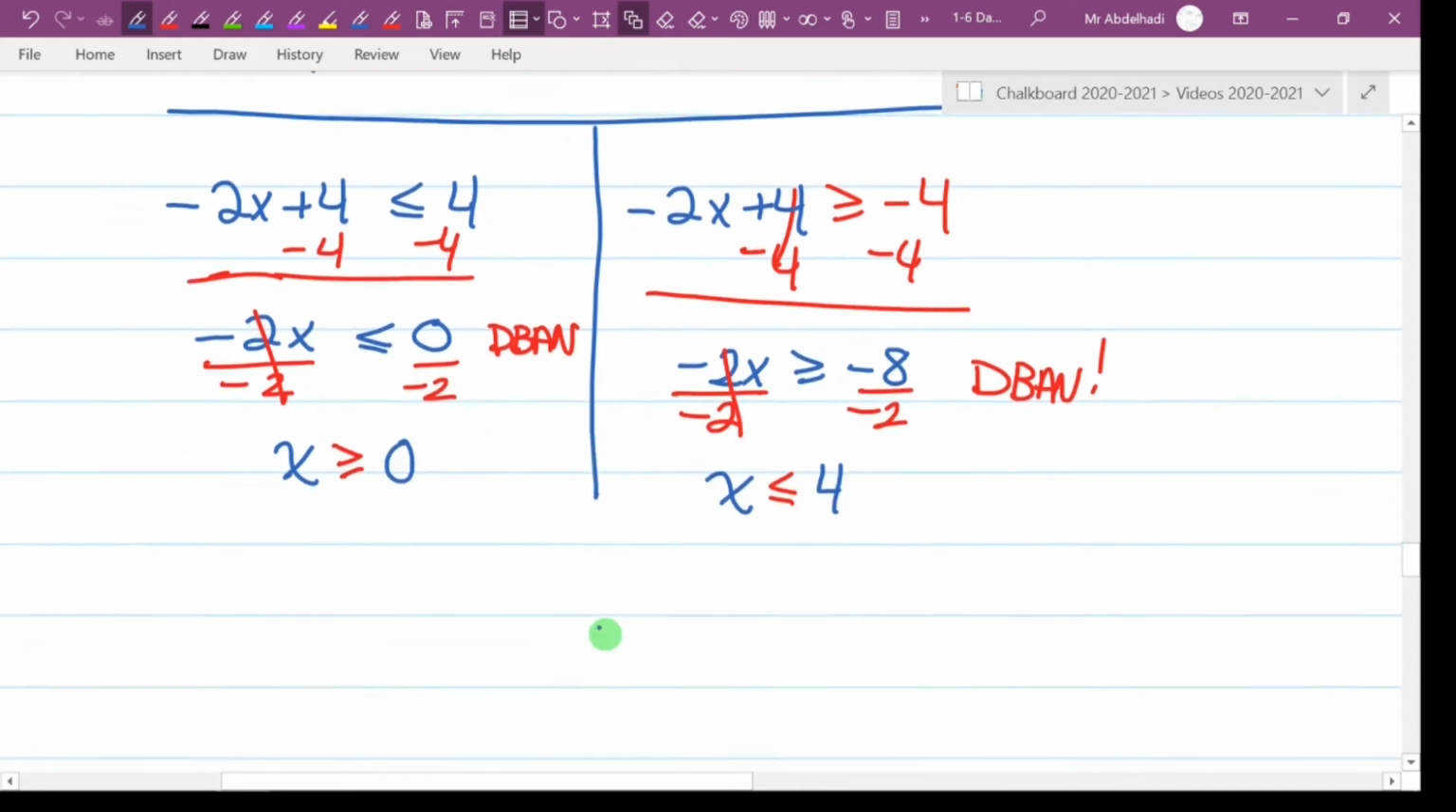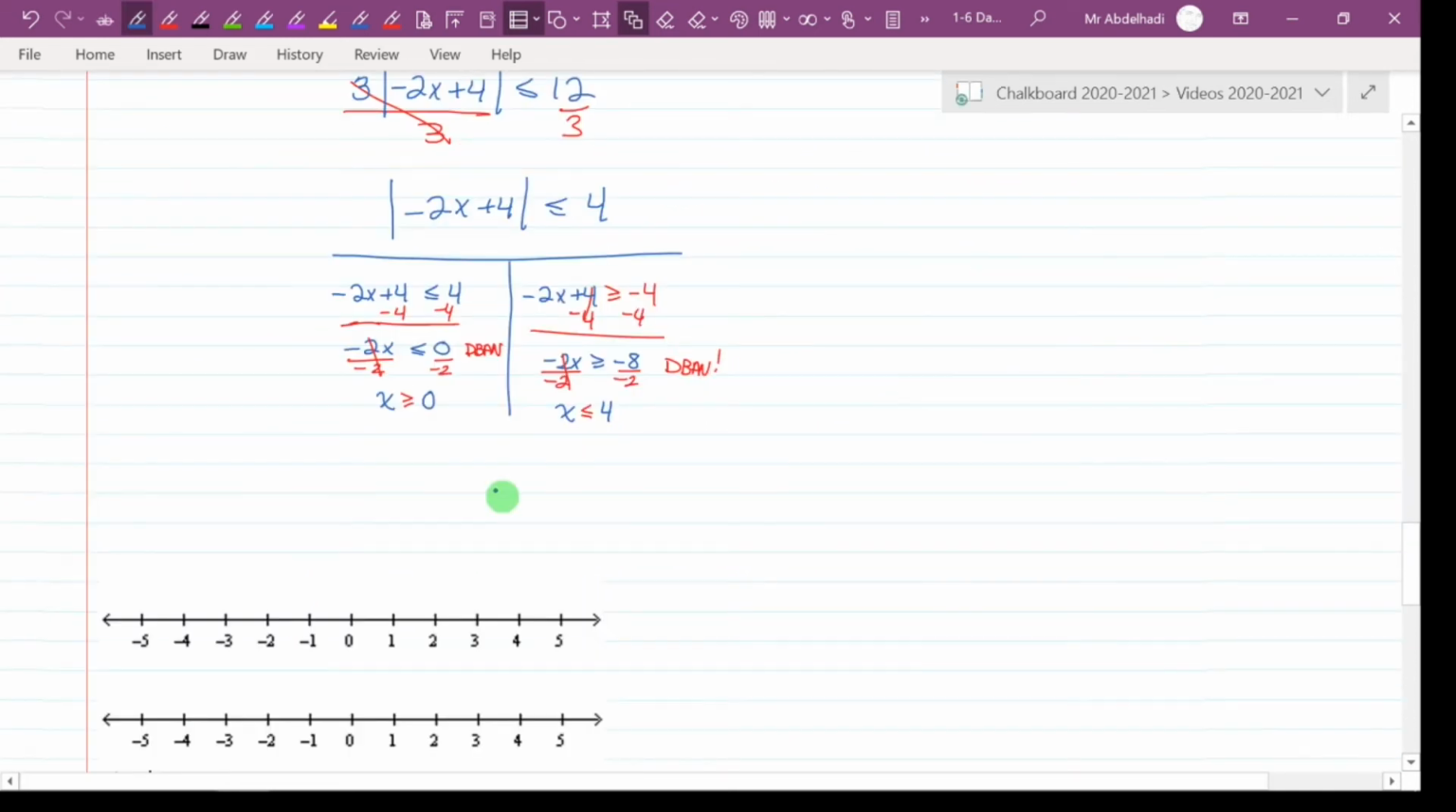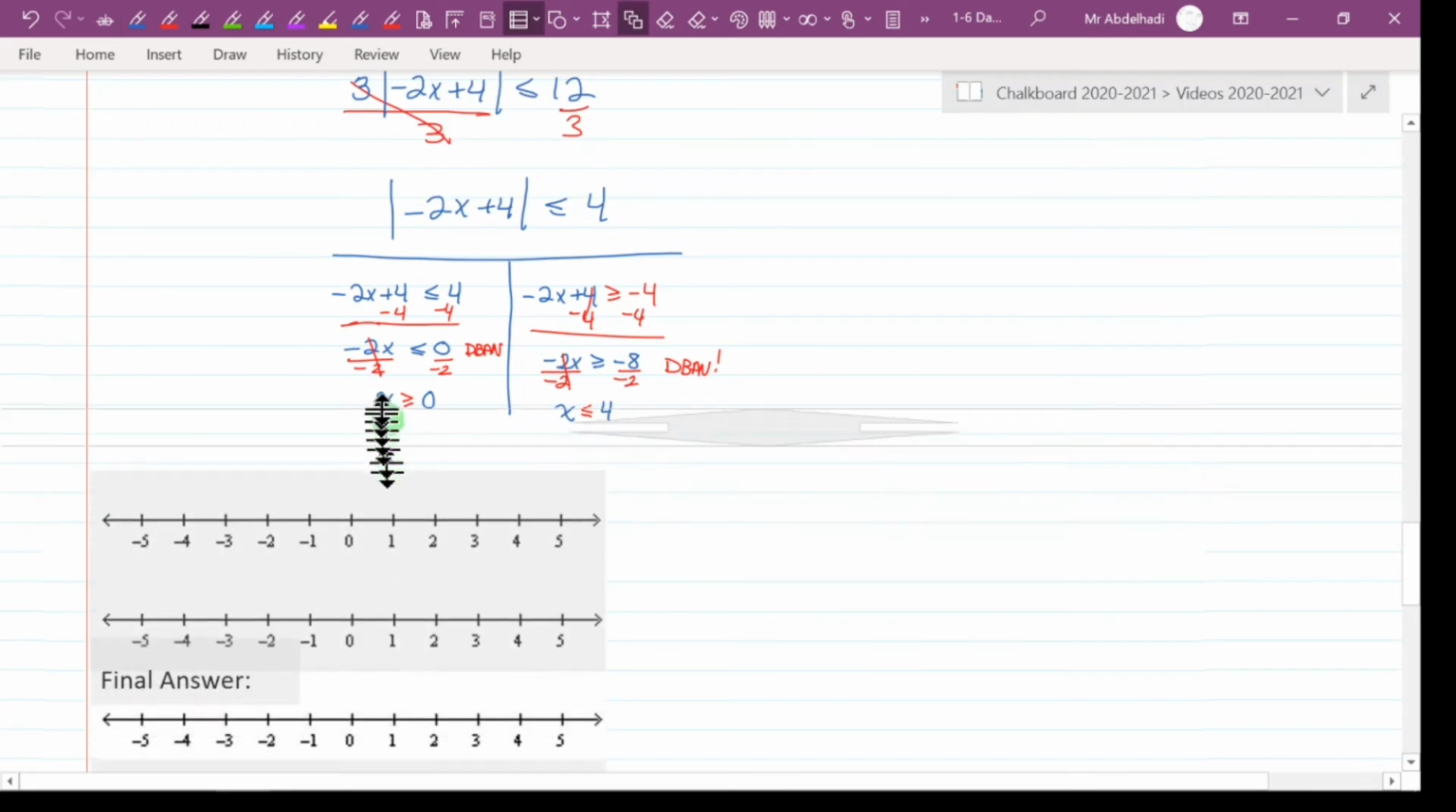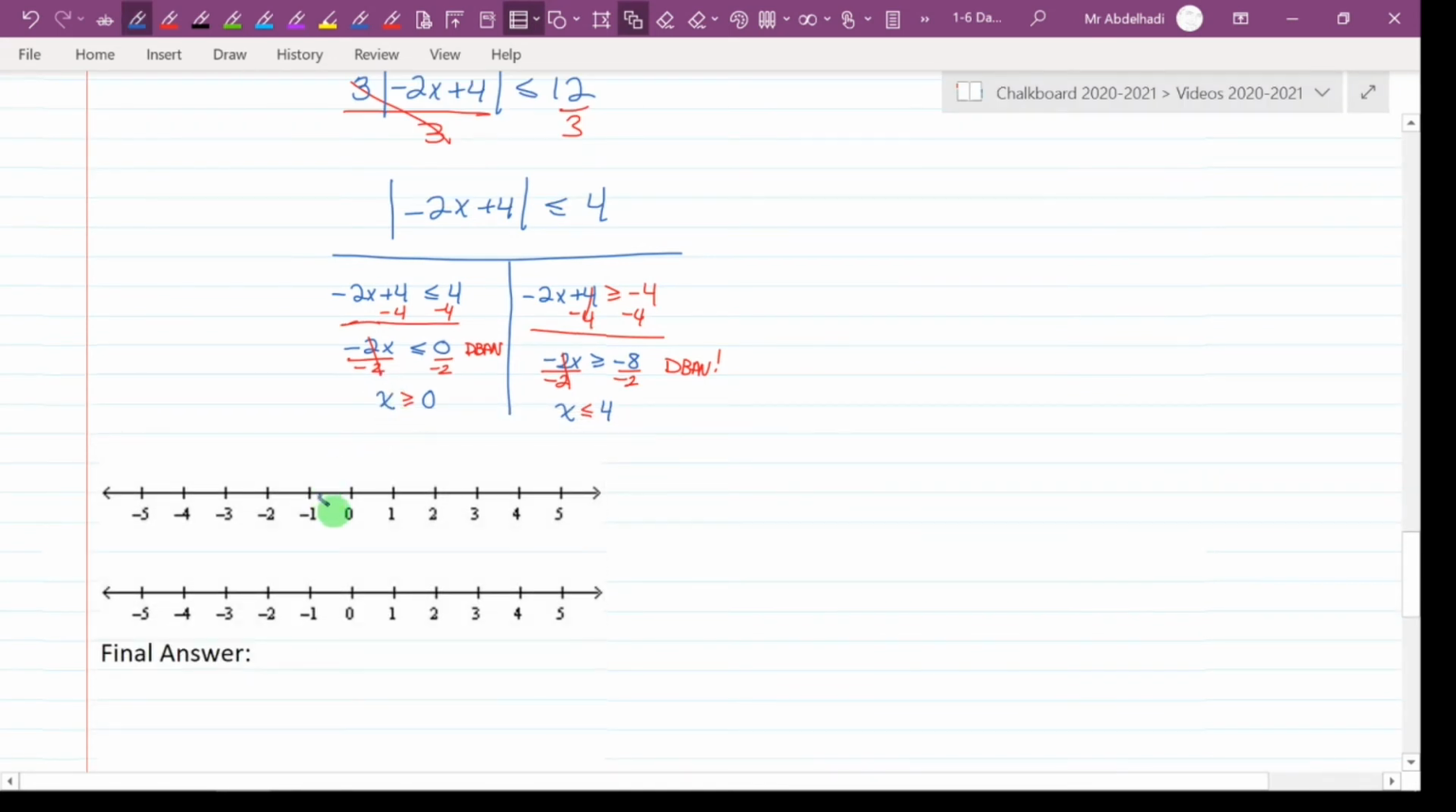Is it an and or is it an or? Well, let's find out. X is greater than or equal to 0. That's a closed circle on 0. That's shaded to the right, like that. And this is x is less than or equal to 4. So closed circle on 4 and shade to the left.